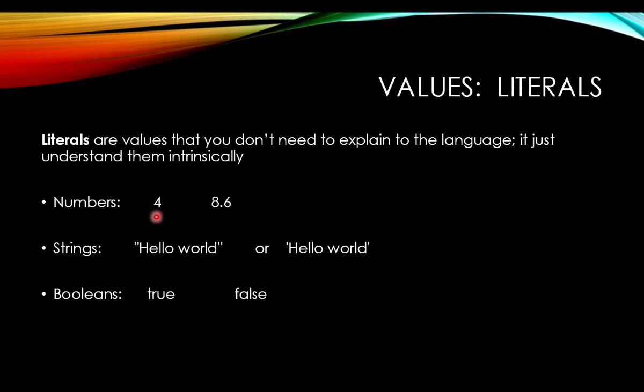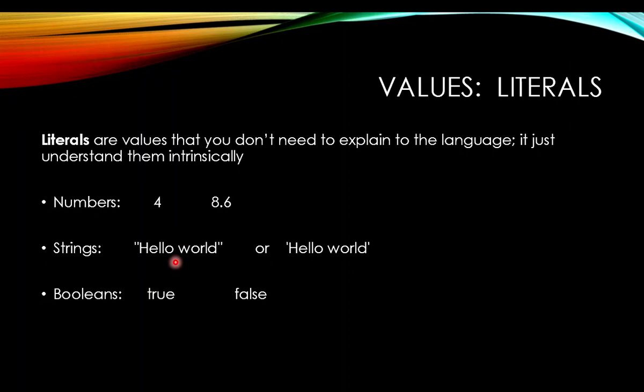So if you were to type the number 4, for instance, it understands that 4 means 4. You don't have to say anything else about it. It understands that that's the number 4. Or if you use a number with a decimal, 8.6, it says, okay, that's 8.6. Everybody knows that that's a number. So when you type numbers, just type the number. You don't put anything around them or do anything special. You just type the number.